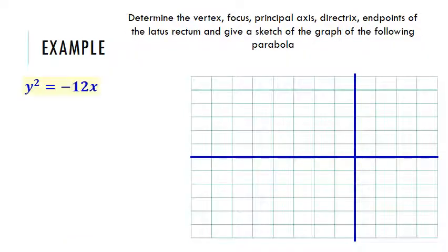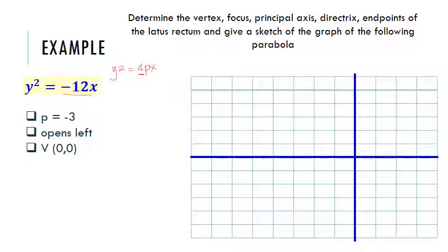Alright, another example. y squared is equal to negative 12x. Again, using y squared is equal to 4px. What must be multiplied to 4 to get negative 12? So, that is our p, negative 3. Since y is squared, our parabola is either opening to the left or opening to the right. Since p is negative 3, so negative, our parabola opens to the left.